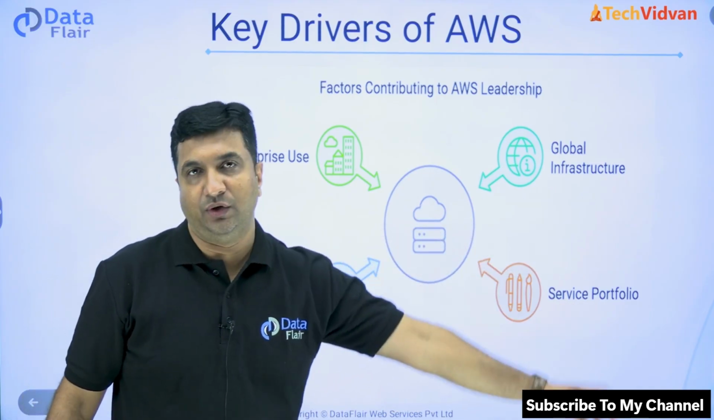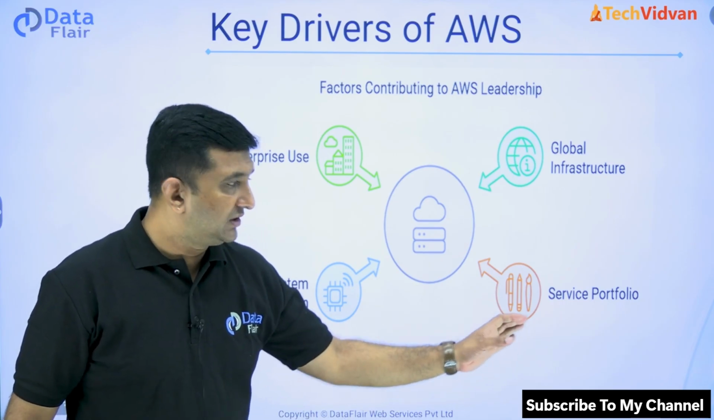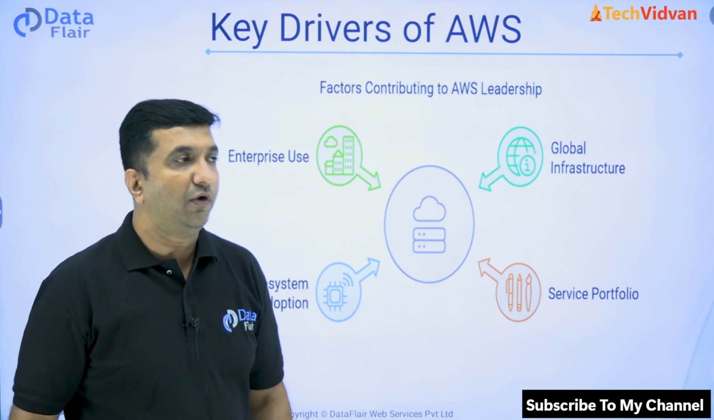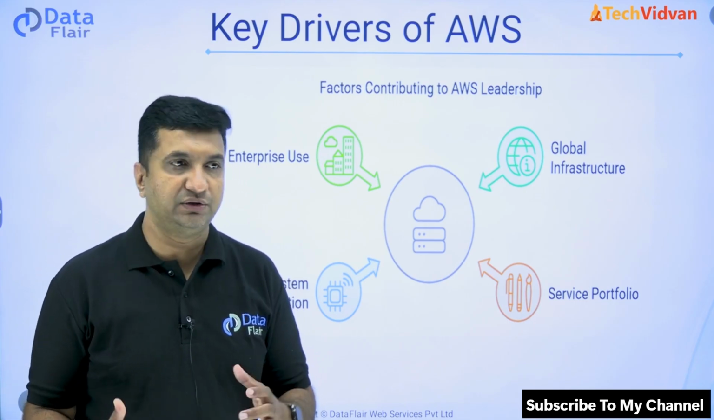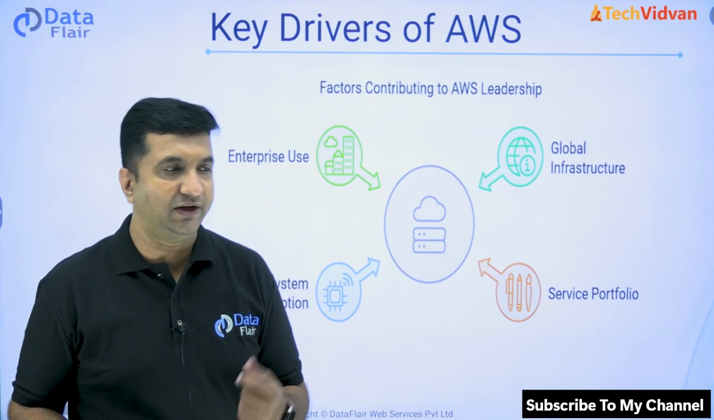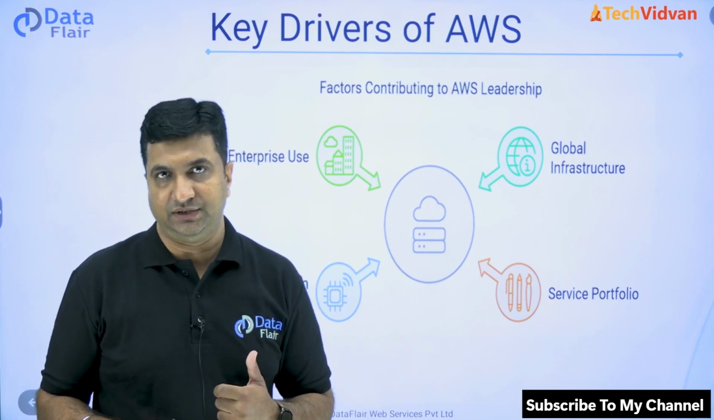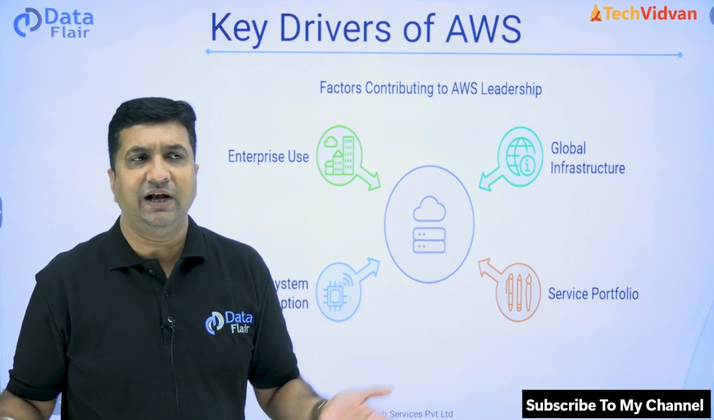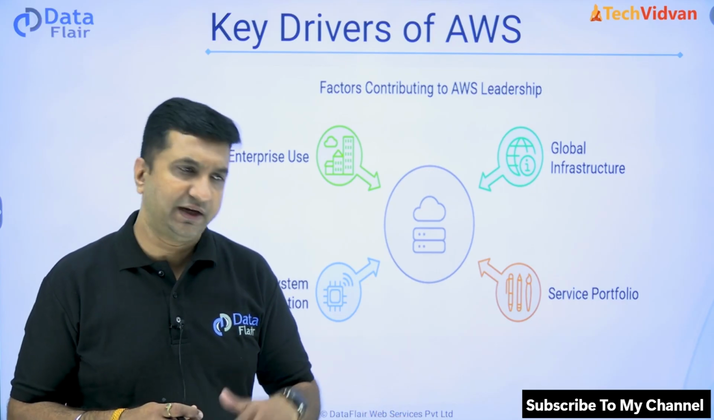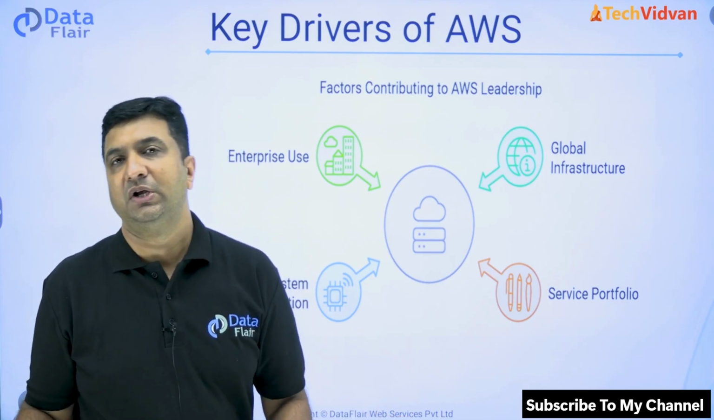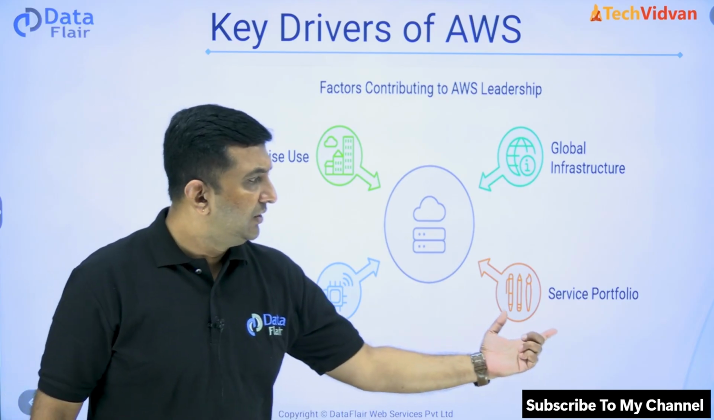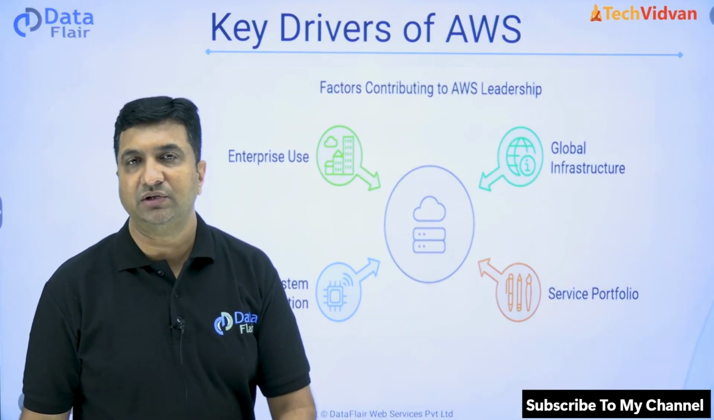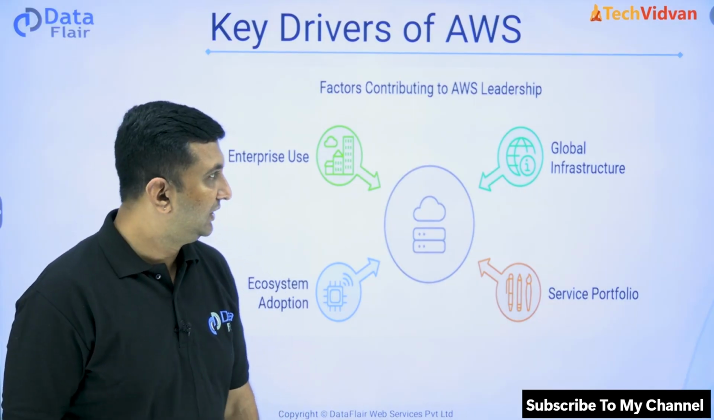Then it is service portfolio. It's a big range of services. I told you there are 200 plus services from which you can choose based on your needs. For example, I can choose a server application where I need to maintain a server, or I can choose a serverless application where I don't need to maintain a server. I can directly go and use the service, that's it. So there is a wide variety, a whole catalog of services from which you can choose based on your business needs.